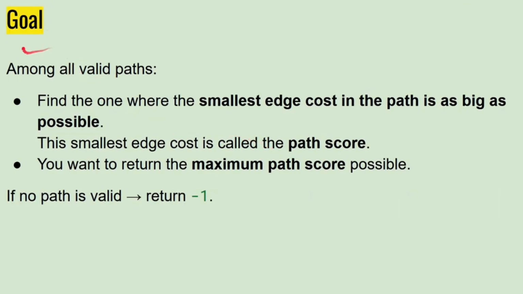So what is our goal? Our goal means among all the valid paths in the graph we have given, we have to find one where the smallest edge cost in the path is as big as possible, and this smallest edge cost is called the path score. And you want to return the maximum path score which is possible. So if no valid path is there, we will return -1.